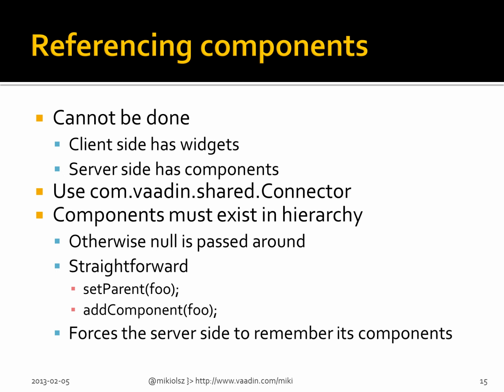Since we want to have components in the grid, we have to be able to pass them from the server side to the client side. What else do we need to do if we want to pass a component or reference a component in the shared state? We need to have that particular component in the hierarchy. So we need to either add the component or set its parent to something. And of course, this is all done on the server side. If we forget to do that, then we will get null pointer exceptions because the component is not present in the hierarchy, and then it's not possible to serialize it. Of course, this approach forces the server side to remember what components it created and manage them accordingly.